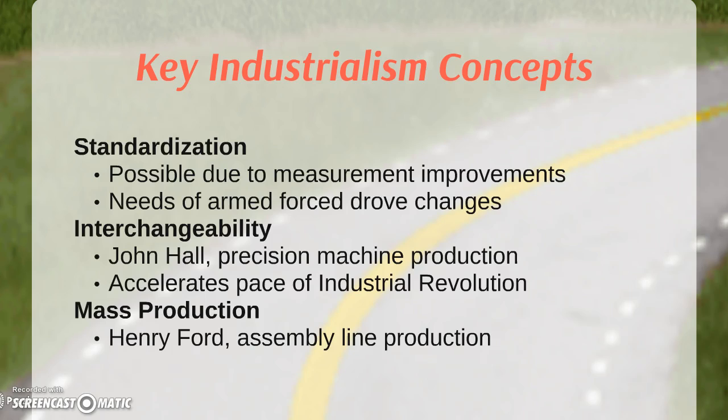Interchangeability is another concept. John Hall was the designer of precision machine production, and he developed this idea of interchangeability of various parts. So if one part broke, you could just immediately replace it with another identical part. This accelerated the pace of change in the Industrial Revolution. Also, Henry Ford, the inventor of the Ford automobile, developed the concept of the assembly line production or mass production, in which each worker only did one repetitive action as the product moved along the assembly line.